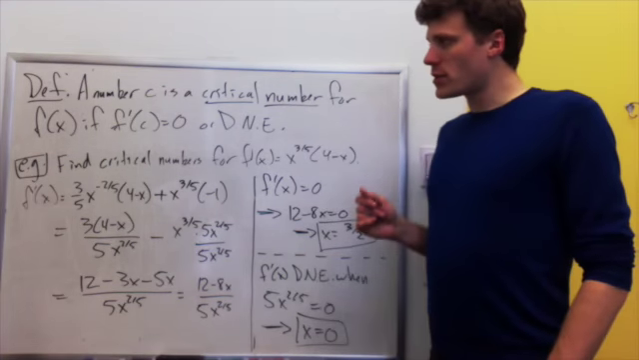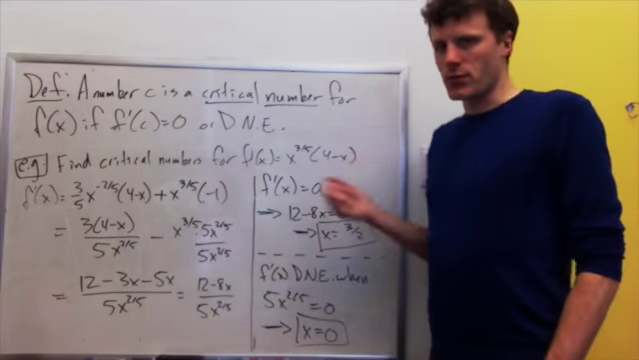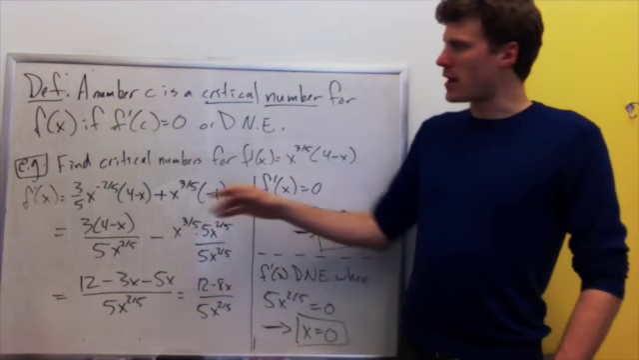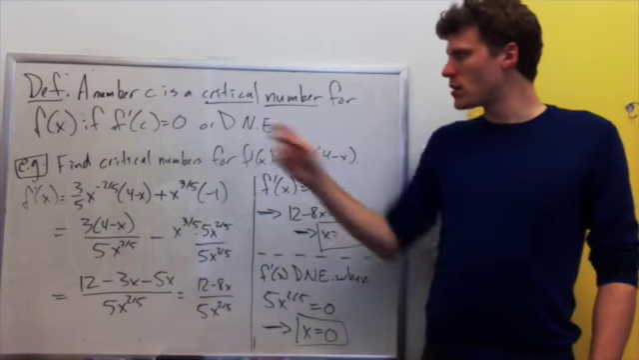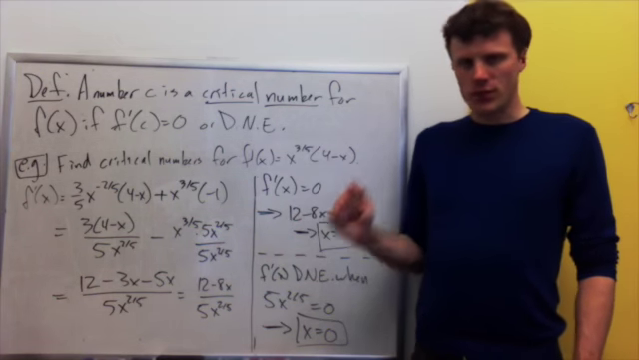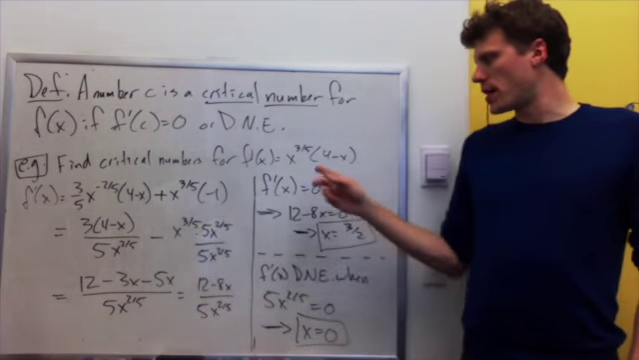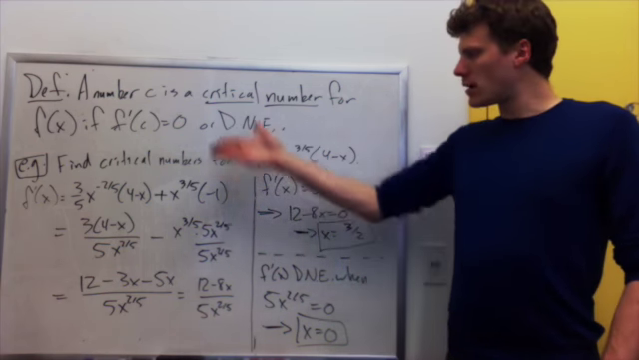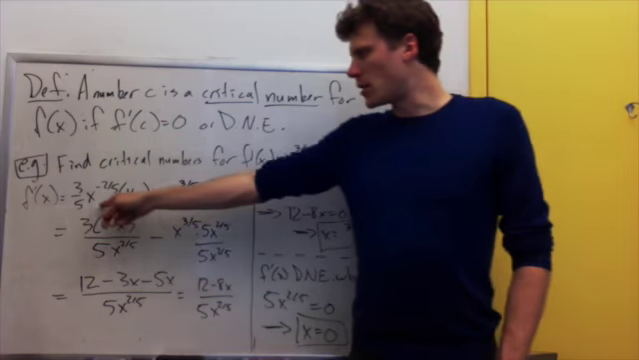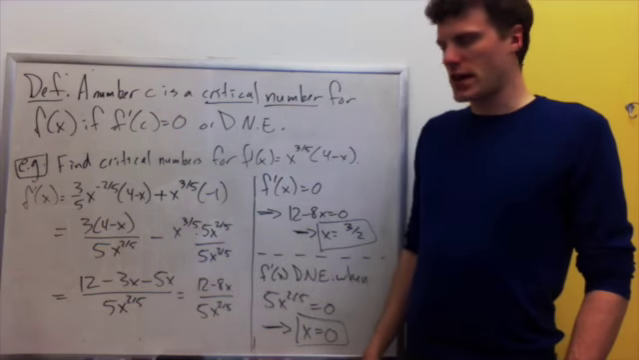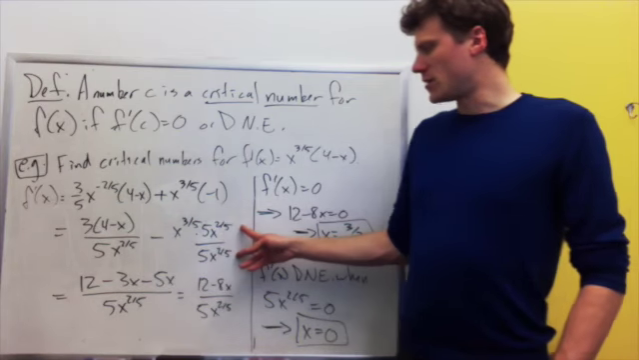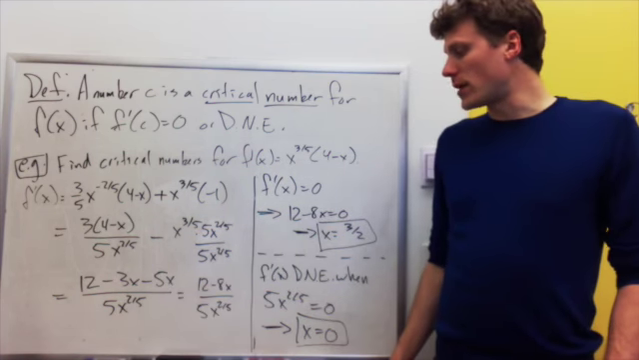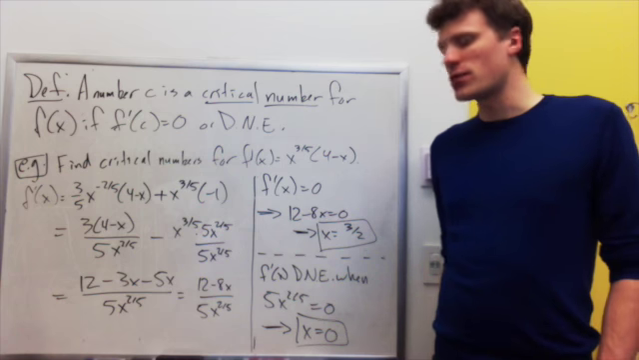Okay, so these numbers that we're interested in terms of Fermat's theorem are going to be called critical numbers. A critical number c for f of x is a place where either f prime of c is 0 or does not exist. So for example, let's find the critical numbers for the function f of x is equal to x to the 3/5 times 4 minus x. So I go ahead and take the derivative, I apply the product rule, get a common denominator, put it together, and I end up with a derivative equal to 12 minus 8x over 5x to the 2/5.